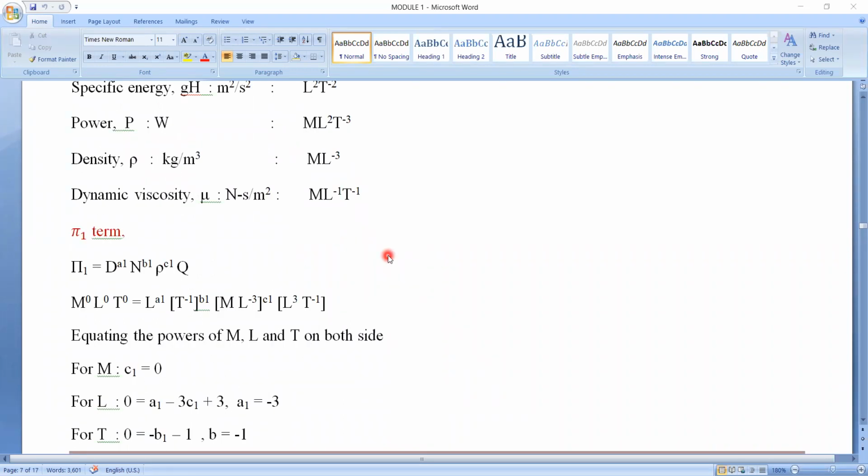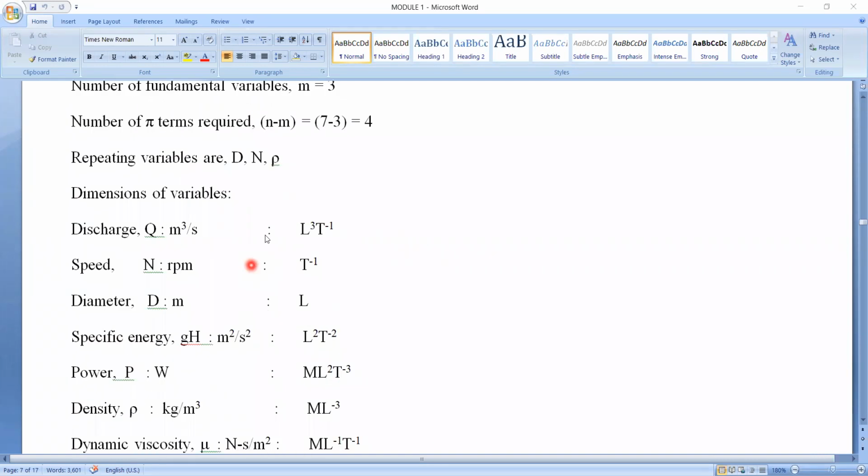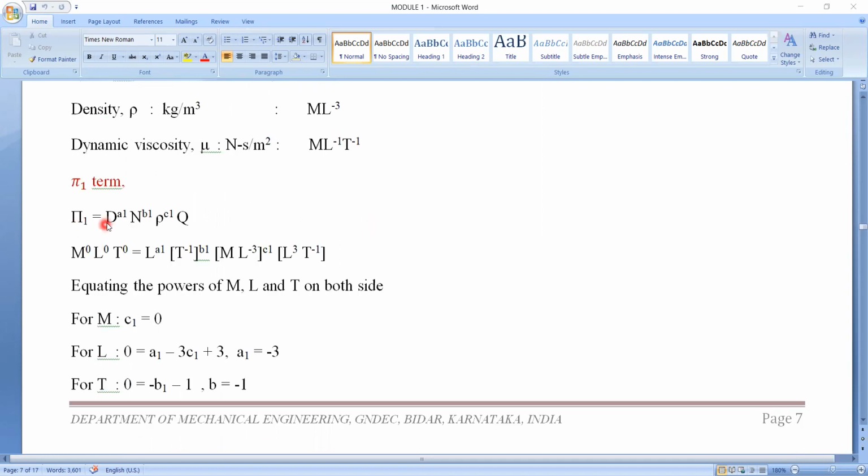Now the next task is to find the expression for pi 1, pi 2, pi 3, pi 4, that is the dimensionless numbers or dimensionless forms. Now the first one is pi 1. We have selected three repeating variables, that is diameter, speed, and rho, that is density. So write pi 1 equals D to the power a1, N to the power b1, and rho to the power c1, because diameter, speed, and density are the repeating variables.